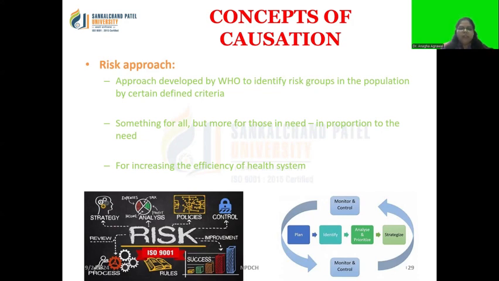Mass approach means we are treating or considering everyone everywhere, whereas in the risk approach, we actually target a special group, the risk group, and we concentrate our efforts there.